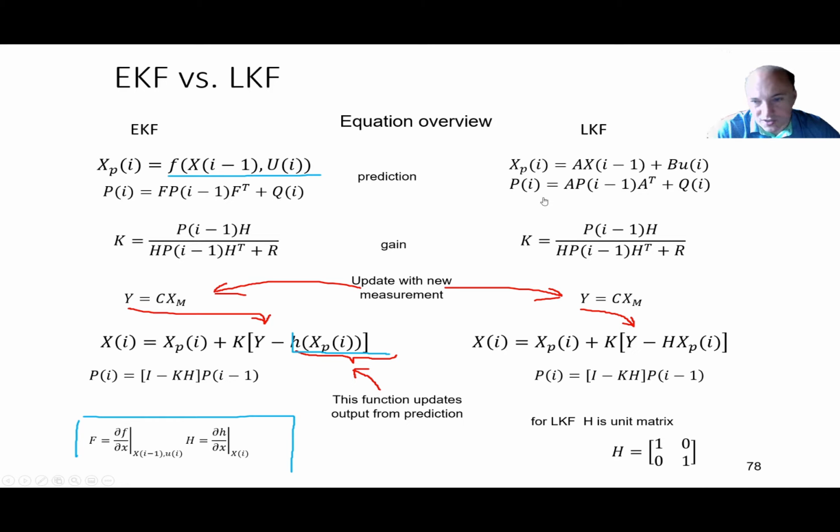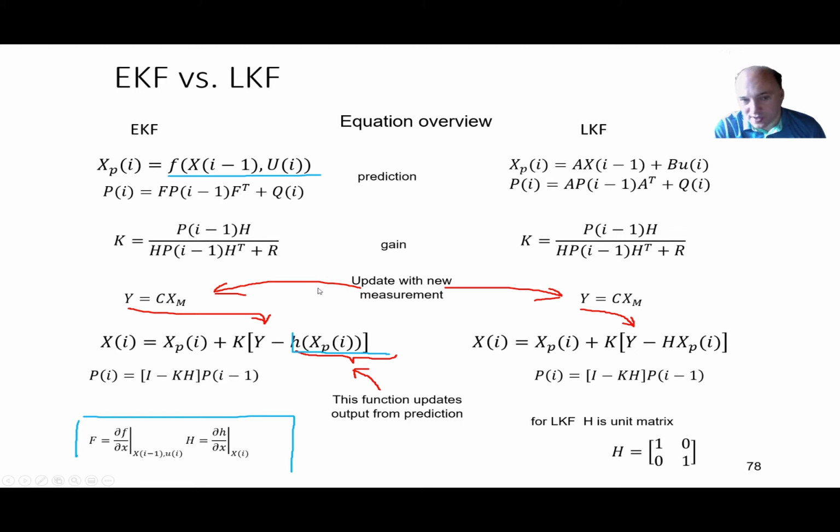This equation is the same, except I have replaced the symbol A with F, because now I'm using matrix F. The Kalman gain is the same equation. The update equation is exactly the same as well. And this is also the same equation, except in the linear case I had this H times xp, the prediction, which was a linear relation, because I did not have any nonlinear dependence between the state and the outputs. But now I need to modify this with some function. So this function h updates the output from my prediction. And that's the only difference between the LKF and the EKF.